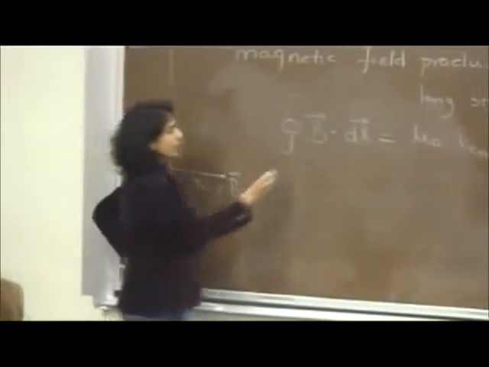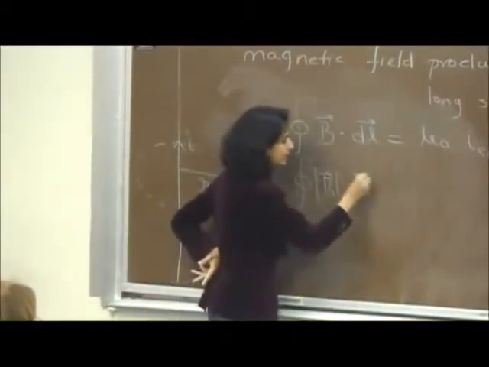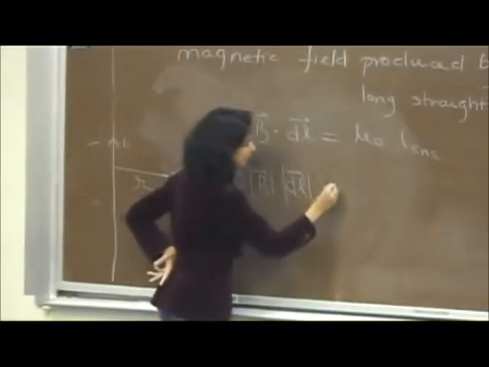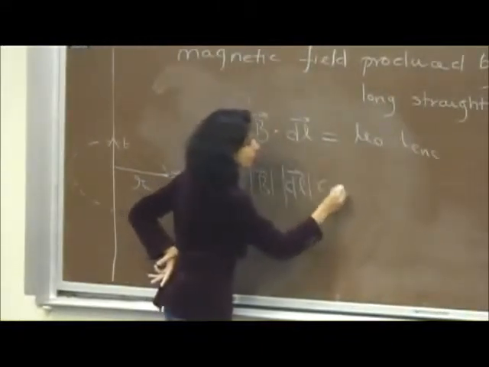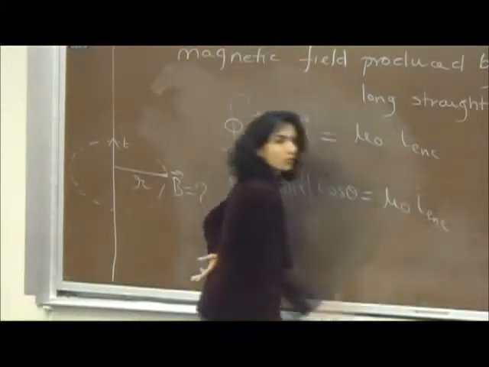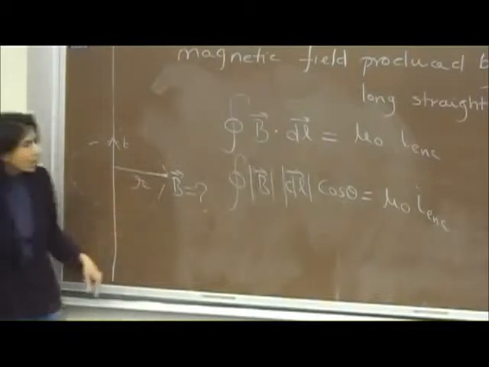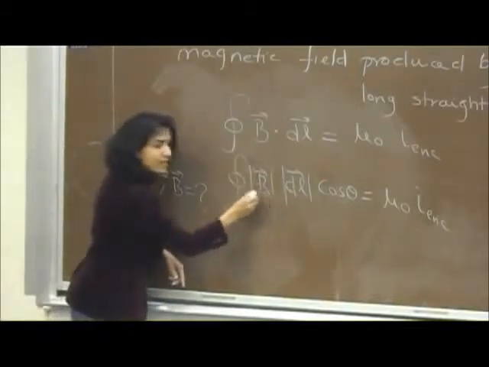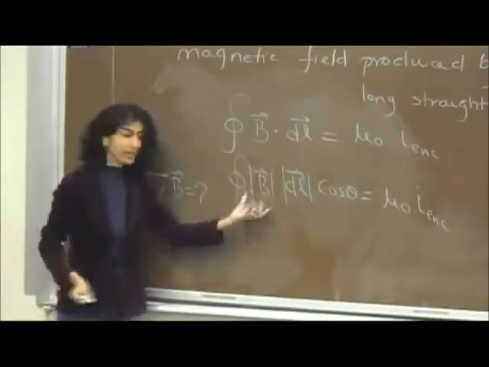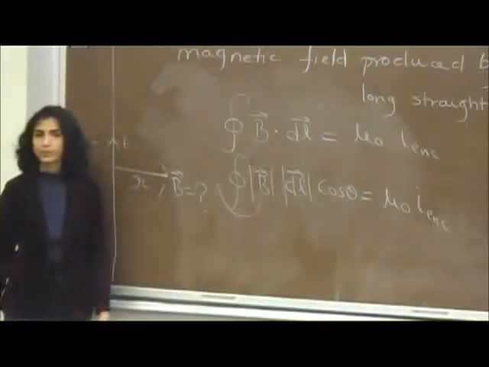Okay, so if that's the case, let's use Ampere's law. Ampere's law says this: the integral of B dl times cosine theta is equal to mu 0 times I enclosed. So one thing we are saying is that if we choose this loop, we are sure that B, the magnitude of magnetic field, is a constant, so we can pull it out, right?